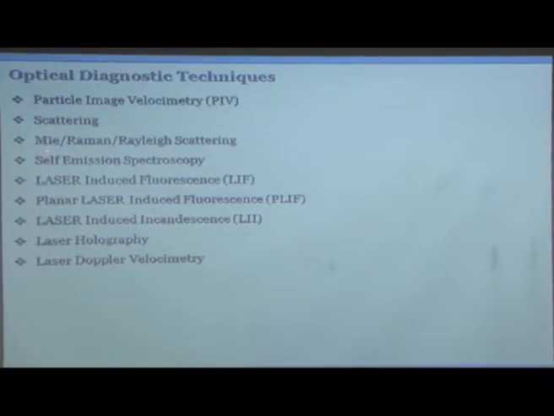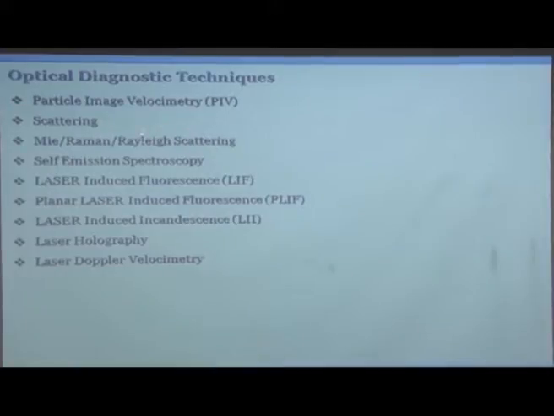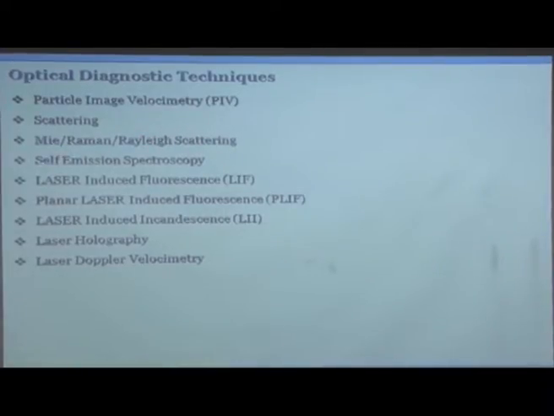Imaging is scattering. And this scattering is of three types: Mie scattering, Raman scattering and Rayleigh scattering. Then there is self emission spectroscopy, there is laser induced fluorescence, there is planar laser induced fluorescence called PLIF, then laser induced incandescence, then laser holography and laser Doppler velocimetry. All these techniques are used for one thing or the other in internal combustion engines for understanding one phenomenon or the other.